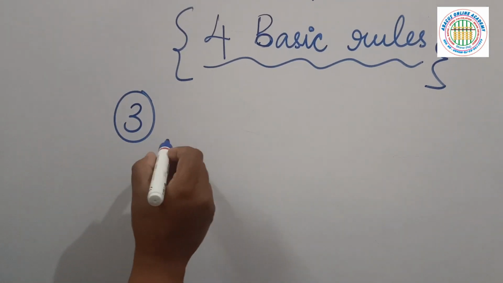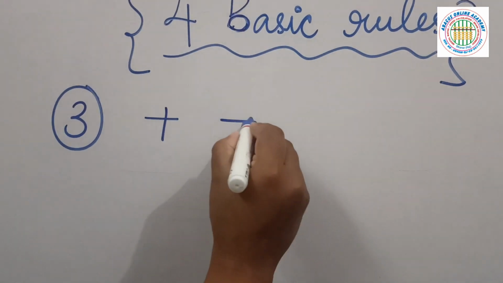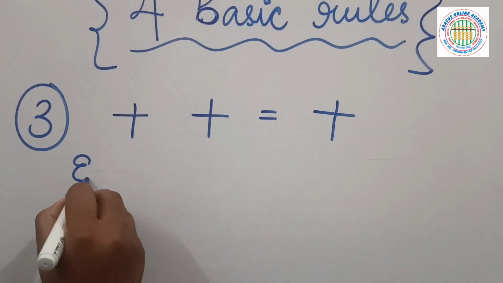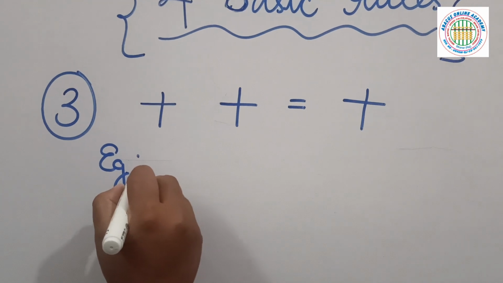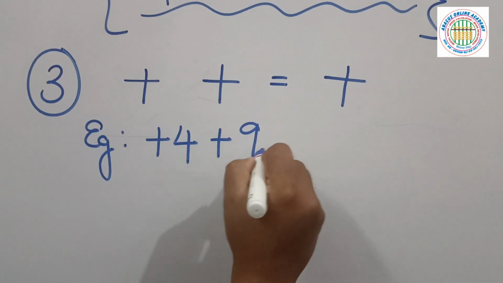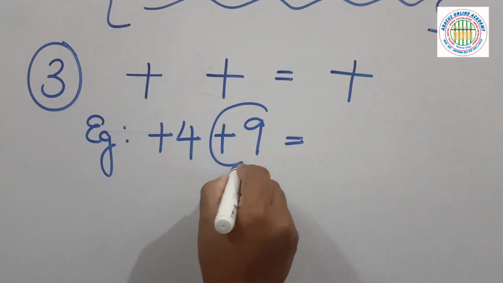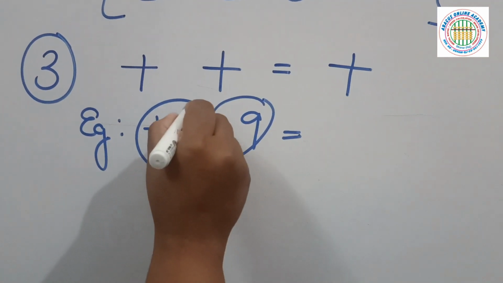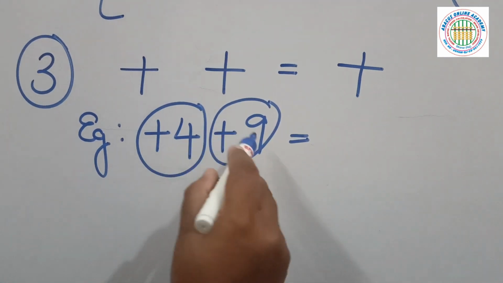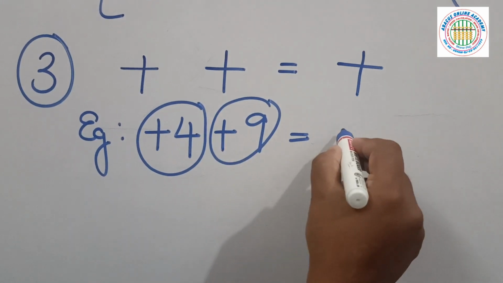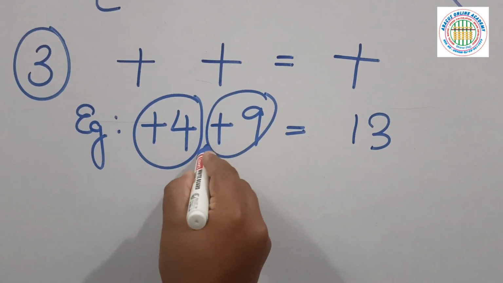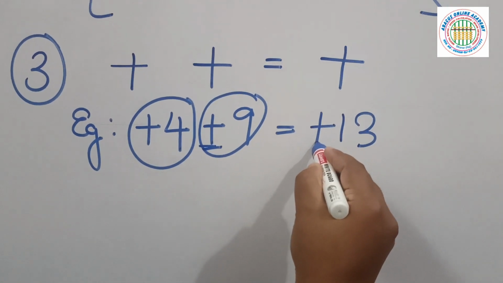And the third rule is plus and plus gives you plus. Example, I'll give you with different numbers now. Plus 4 and plus 9. Now you have to look at them with the number. This is plus, this is also plus. So what will you do? You will add. 4 plus 9 is 13. What sign will you put? The bigger number carries a plus sign. So you will put a plus.